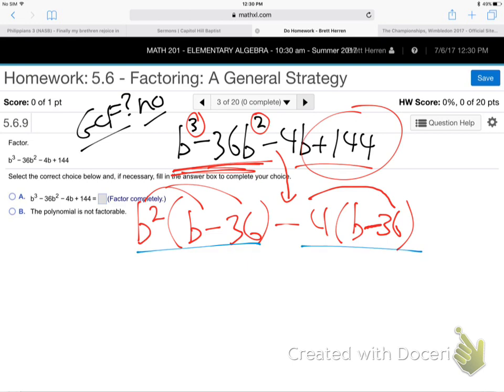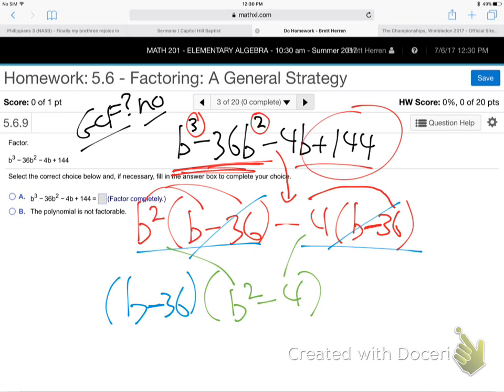There's this term and this term. What do they both have in common? Yeah, the parenthesis, b minus 36. Remember how that works? You remove it. Start a new set of parentheses, bring down the left. Remember this from yesterday? When you have the matching parentheses, you cross it off, put one of them in the front. That one could distribute back to both, couldn't it? And you cross it off, bring down the b squared and the minus 4. Is that good? We did these yesterday?